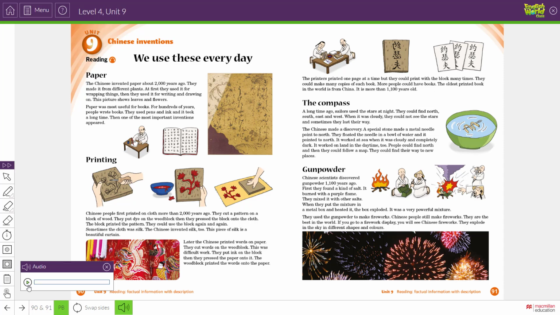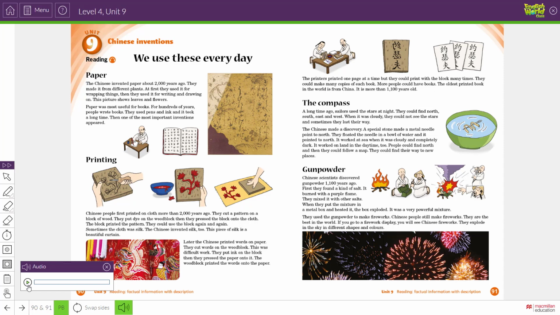Okay, who can give me the answer for my questions? My first question is, what happened to the mixture of salts when it was heated? Yes. The answer is, it exploded.